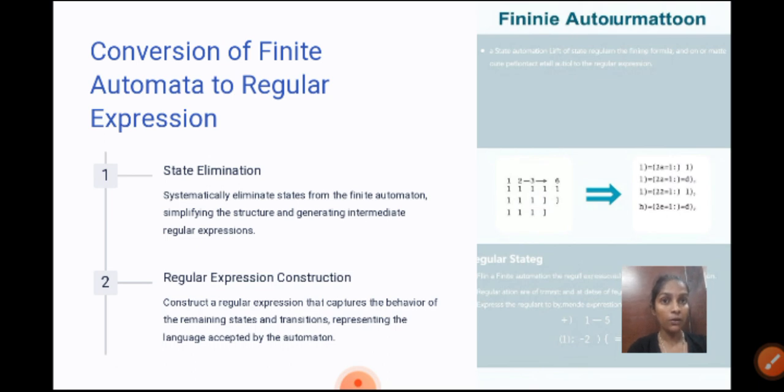Conversion of finite automata to regular expression. There are two ways of converting a finite automaton into a regular expression. Those are the state elimination method as well as the regular expression construction method. State elimination systematically eliminates states from the finite automaton, simplifying the structure and generating intermediate regular expressions. The regular expression construction is a step of converting a finite automaton to a regular expression. It captures the behavior of the remaining states and transitions, representing the language accepted by the automaton.